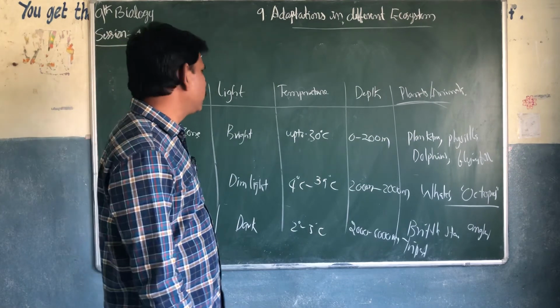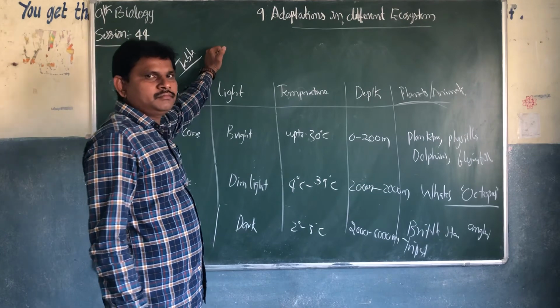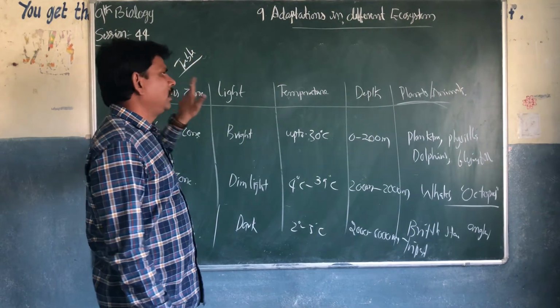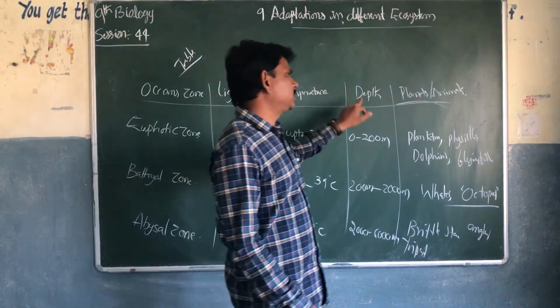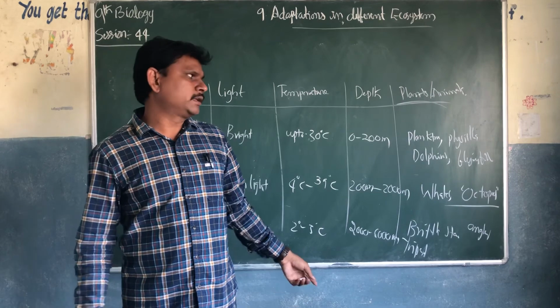Okay. Today's homework, you have to write this table. This is a very important table. You have to write this table: zone, light, temperature, depth, and plants and animals. Simple. Every matter is available in this table.